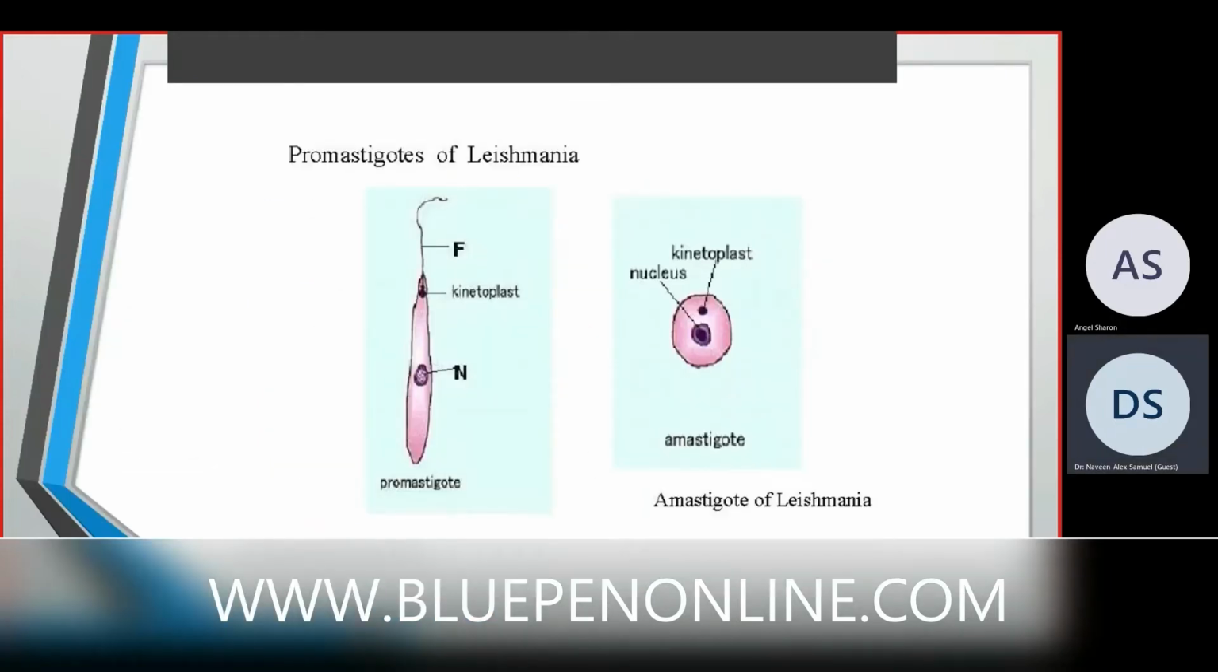This is how the promastigote form looks. Just see this, there may be an image-based question on the promastigote. It has a kinetoplast, a nucleus, and a flagellum. Whereas the amastigote form has only the nucleus and the kinetoplast. There is no flagellum, and it is circular in shape. The other one is cylindrical in shape.